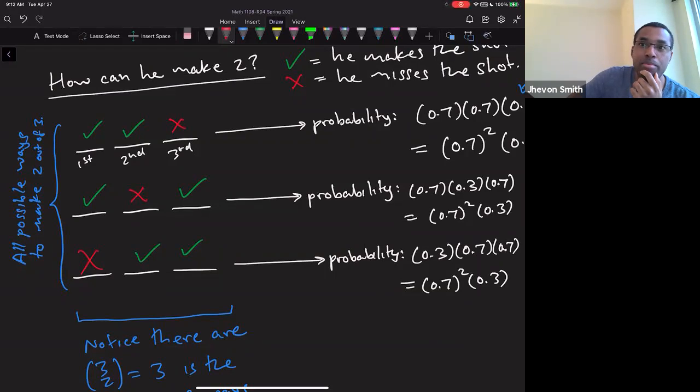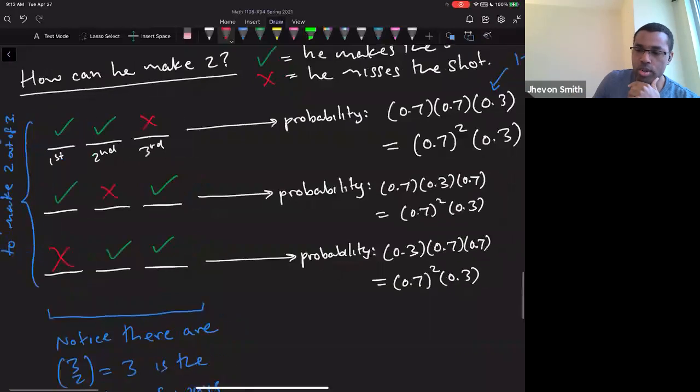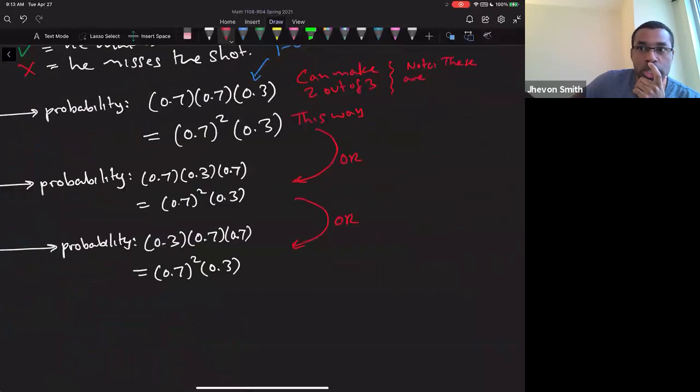Could these occur at the same time? Could he make the first and the second and simultaneously make the first and the third? No, both of these situations cannot occur at the same time. Because if he makes the first and the second and the first and the third, that means he makes all three. He wouldn't have made two, right? So these cannot occur together, but they do represent different ways for him to achieve the result. So there's an OR here and they're exclusive.